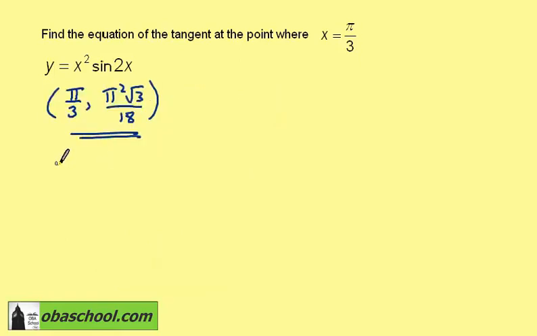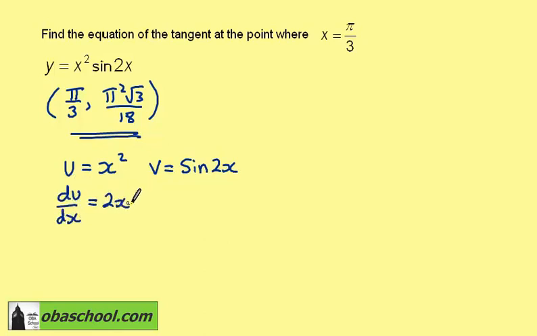We next need the gradient. Our function is a product, so u is x squared and v is sine 2x. We need du/dx, and this is 2x. We also need dv/dx. Using the chain rule, differentiate sine, we get cos, and then multiply by the differential of the inside function. So this gives us 2 cos 2x.